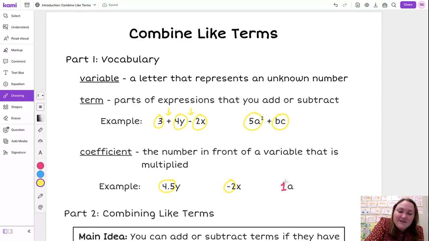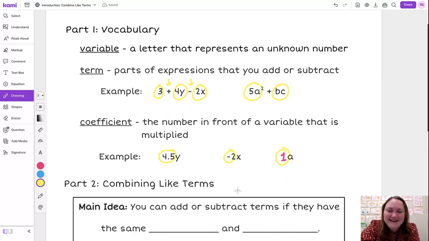The number in front, the coefficient, tells you how many you have. So for example, up here when I see 4y, it means I have 4 y's. 5a squared means I have 5 a squared. But if I just see a, I can tell that there's only one of them. So that's a way you can remember. We are going to be using these words when we talk about the math we're doing, which is combining like terms.